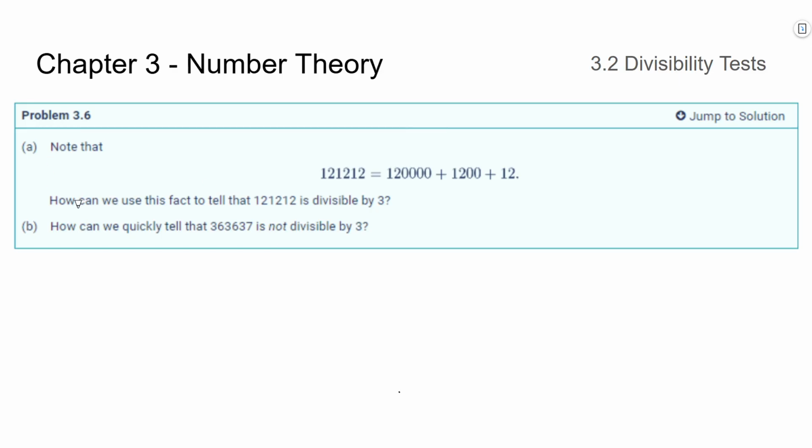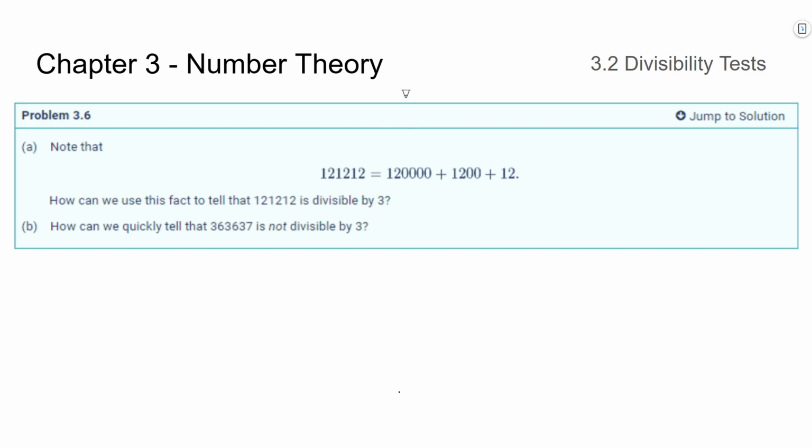So let's try problem 3.6. Go ahead and give this a shot on your own, and then we'll get into it. Note that 12,1212 is equal to 120,000 plus 1,200 plus 12. How can we use that fact to tell that 12,1212 is divisible by 3?